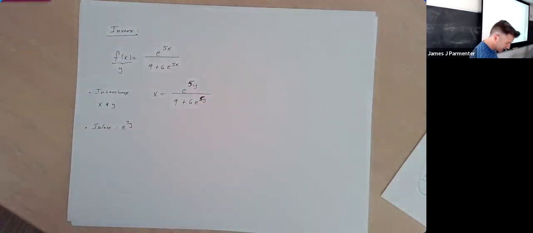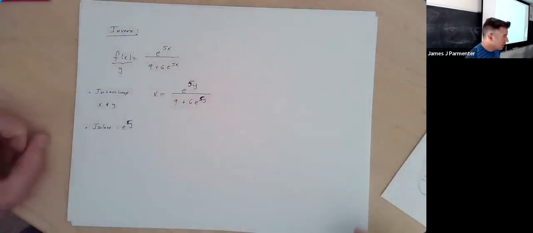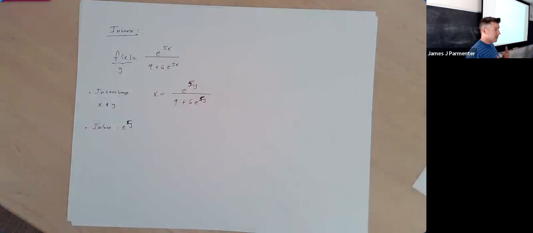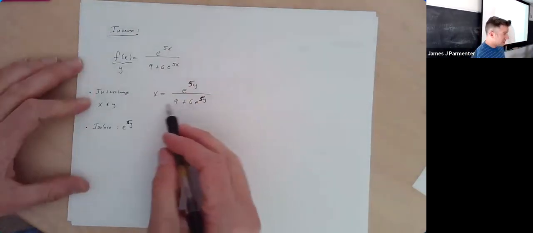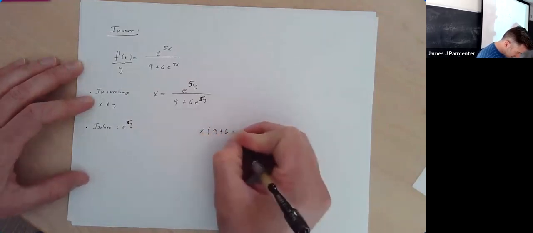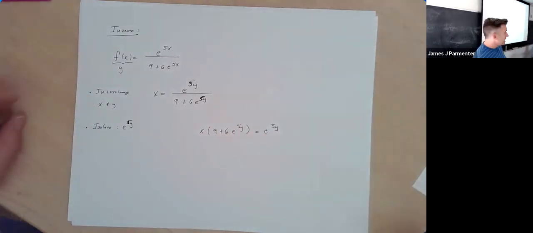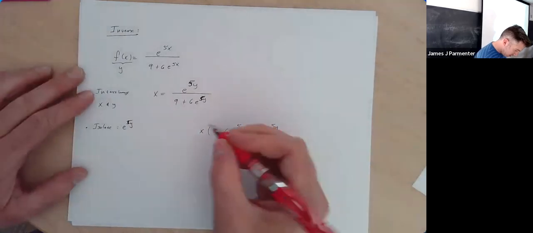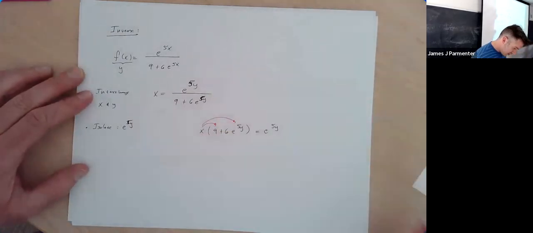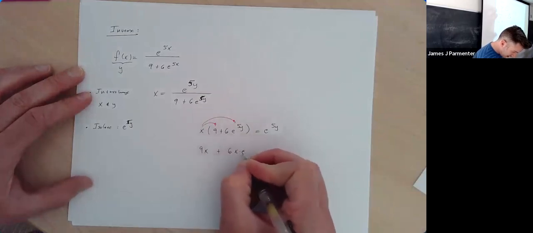All right, so we're trying to isolate e to the 5y. And after we isolate e to the 5y, then we can solve for y. First things first, you almost always want to get rid of the denominator. So we're going to have x times 9 plus 6 e to the 5y equal to e to the 5y. To be able to isolate e to the 5y, we have to get all the e to the 5y's on the same side. To do that, we have to distribute the x here. So we get 9 times x plus 6 times x times e to the 5y.